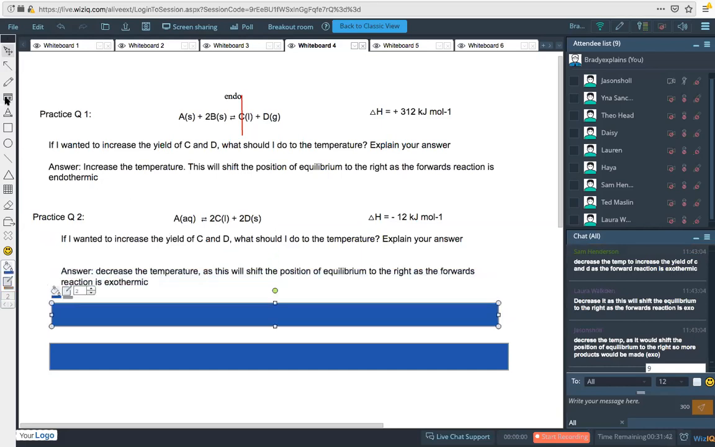So because the delta H is negative, that tells us the forward reaction is exothermic. And so if we want to shift the position of equilibrium to the right, we would need to decrease the temperature, because then the position of equilibrium is going to want to try and bring it up again by making more exothermic reaction. I'm really liking the fact that by your explanations, you're stating that the forward reaction is exothermic. That's definitely a good thing to do for your explanation.